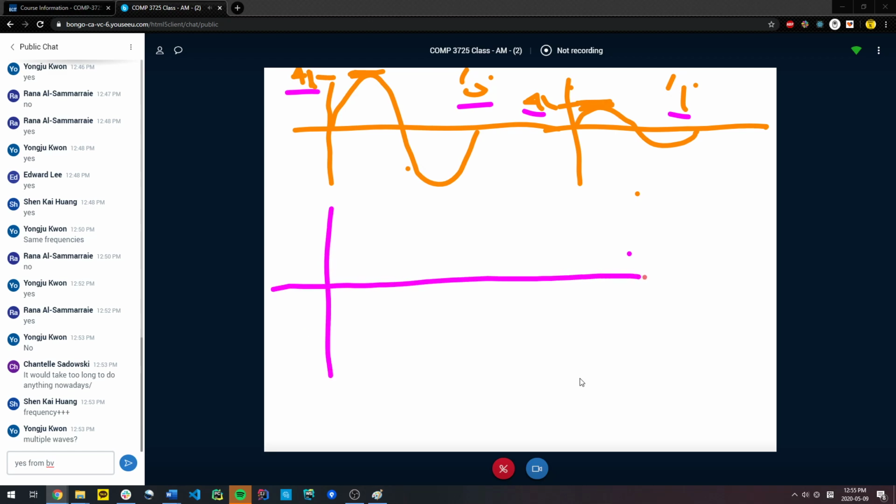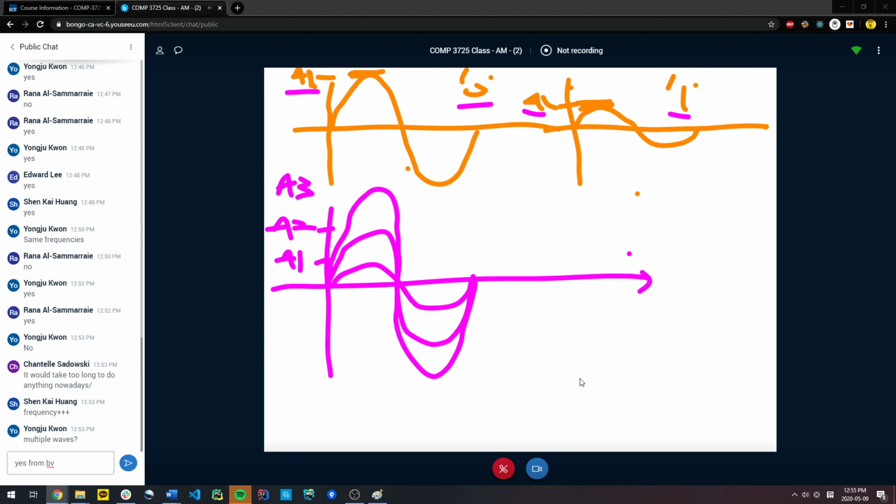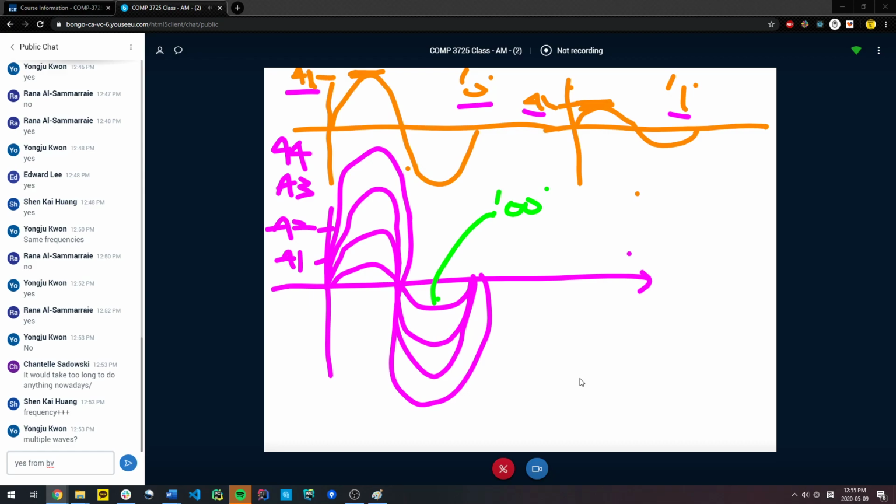So effectively, I can say this. I can have 1 wave at this amplitude A1. I can have a second wave at A2. I can have a third wave at A3. And then I can have a fourth wave at A4. Then I can go back and say this: if you receive at A1, this is a 0, 0. If you receive at A2, this is a 0, 1. You receive at A3, this is a 1, 0. And if you receive at A4, this is a 1, 1. Does everybody follow that?